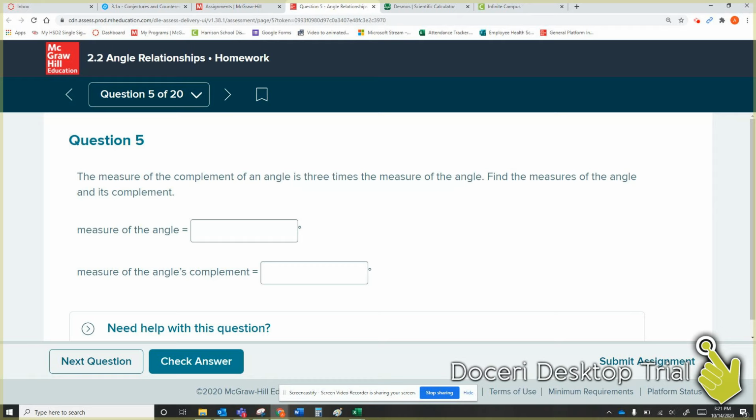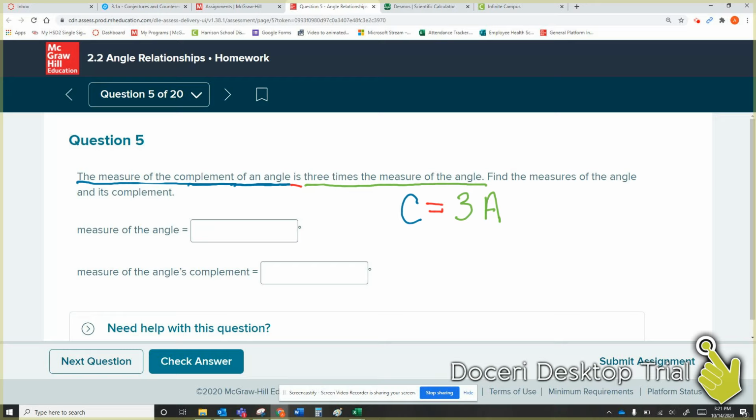The measure of the complement, again, is C. Sorry, measure of a complement of an angle. That whole entire title means C. The measure of the complement of an angle is, anytime I see the word is, that tells me that I have an equal sign. So C equals, and then this last part says 3 times the measure of the angle. So I have the measure of the angle, which is A, and I know I need 3 times that. So I'm going to call that 3 times A, or 3A. All right. So that's what my equation says, the measure of the complement is 3 times the measure of the angle. So we've taken that sentence and converted it into an equation.